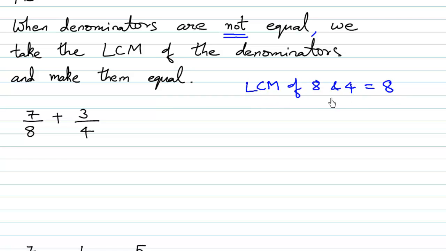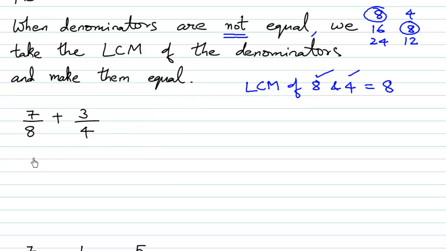Again, just to revise, LCM is the smallest number that goes in the table of 8 as well as 4. So if I write the table of 8, we have 8 ones are 8, 8 twos are 16, 8 threes are 24. And if I write the table of 4, 4 ones are 4, 4 twos are 8, 4 threes are 12. So the smallest number common in both is 8. So the LCM is 8.